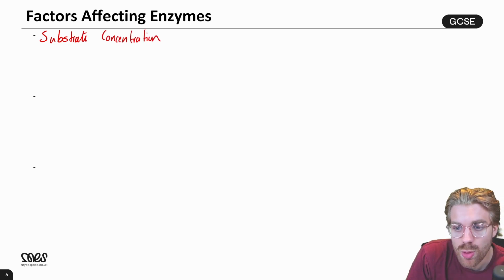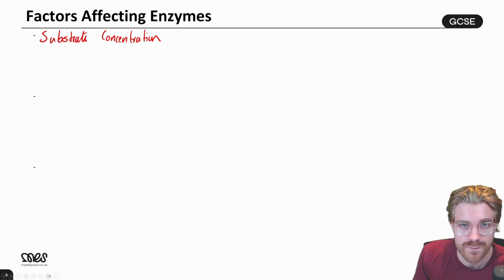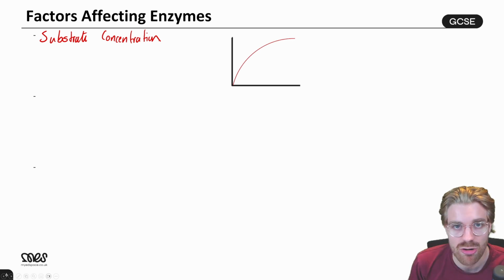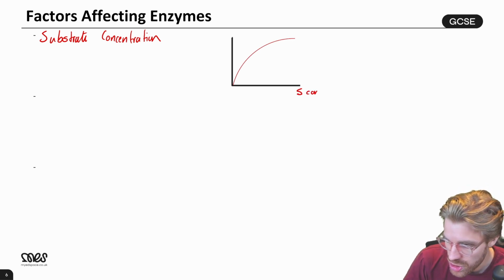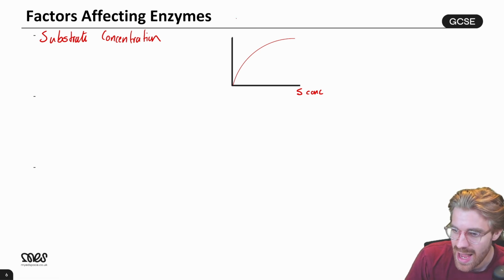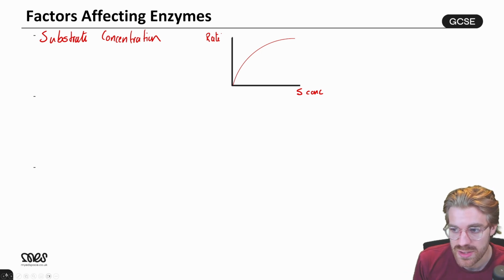If there is more substrate, the enzyme is going to be able to work faster. The reaction progresses faster. It's just like in chemistry. If there is a greater amount of the reactant, the reaction happens faster. And we can see that in our graph here, where we have increasing substrate concentration on my x-axis and the rate of the enzyme on the y-axis, we can see this increase over time.